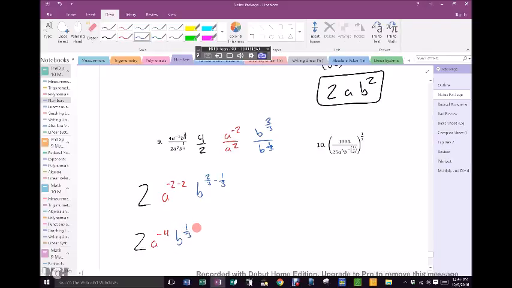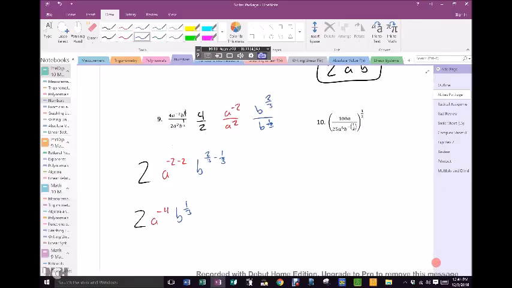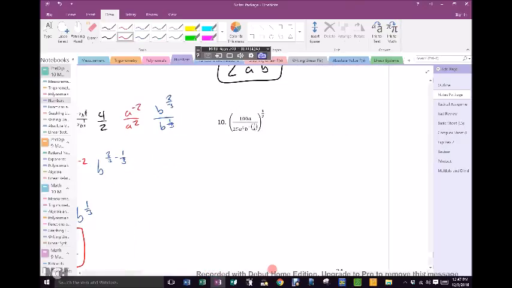B to the 1/3. What there is not allowed? Negative. So the 2 doesn't move. The b is allowed, so he stays the same. B to the 1/3. Where does the a have to go? Underneath. Downstairs. And what happens to his exponent? Becomes positive. Nothing new. What you already know. Everybody good? All right.